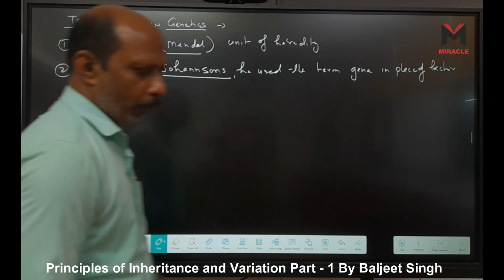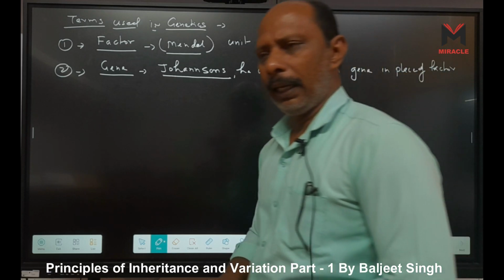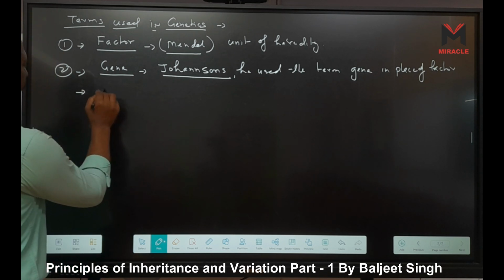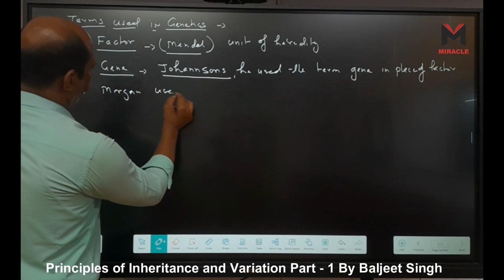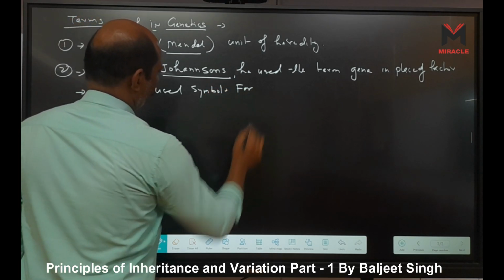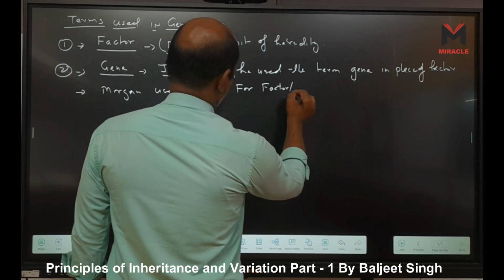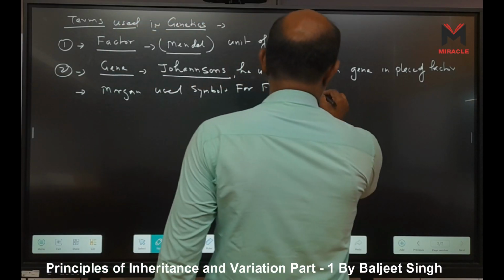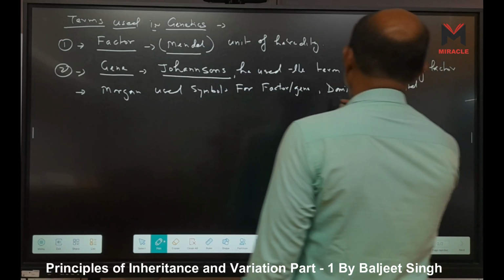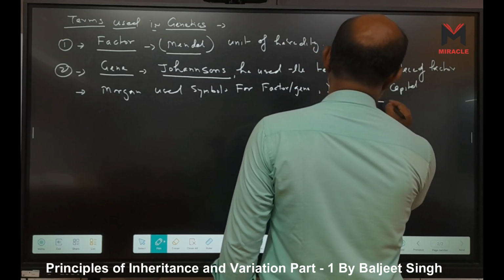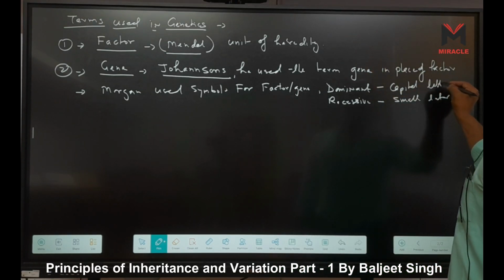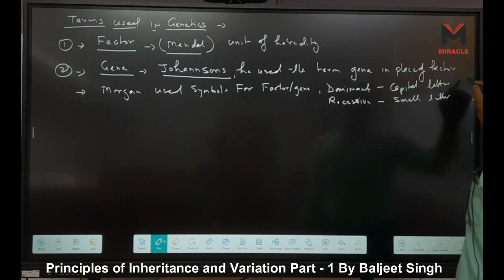And Morgan used capital letters and small letters for the dominant and recessive genes. Okay, you understand this? One important point: Morgan used symbols for factor, or we can say gene. For dominant he used capital letters, and for recessive he used small letters, right? Capital letter and small letter, as for example, capital T, small t.